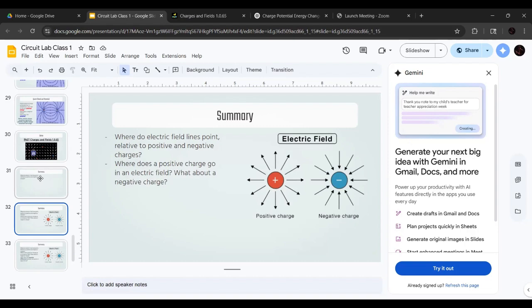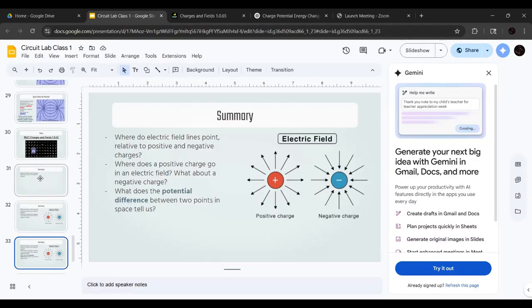Okay? Where does a positive charge go in an electric field? It goes along the direction of the field line, whereas a negative charge goes in the opposite direction of the field line. And what does the potential difference between two points in space tell us? It tells us whether a positive charge is likely to tend from one location to the next, okay?